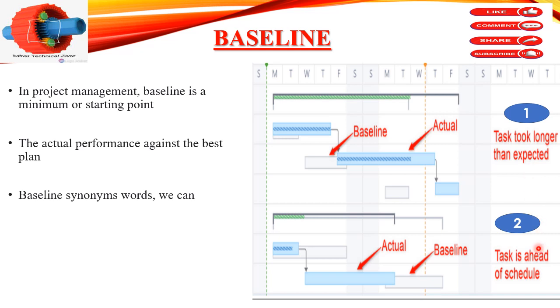Coming to the next condition, as you can see here, this horizontal bar, which is the actual, showing in sky blue color, is commencing earlier than the baseline plan. So it means the task is ahead of schedule. It means our schedule is ahead, or we can say beyond the schedule as we expected as per the baseline plan.